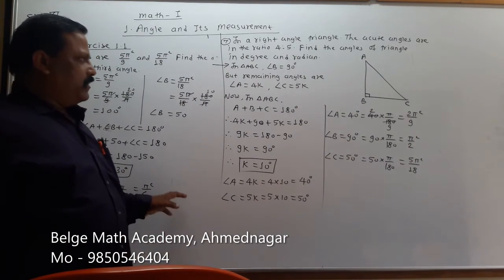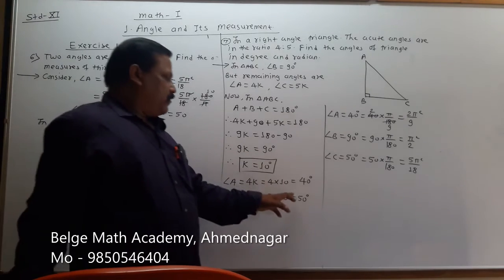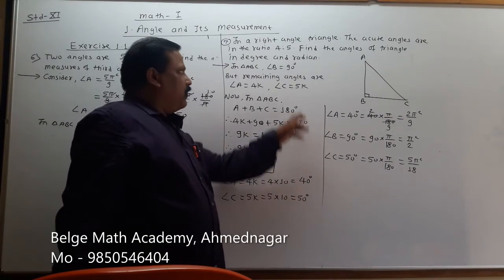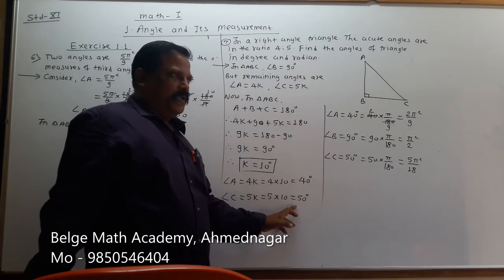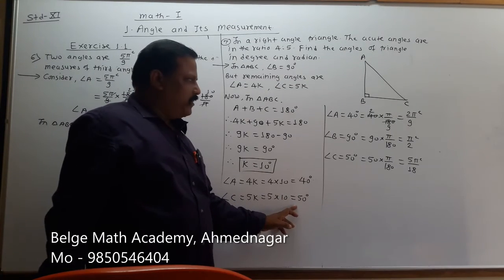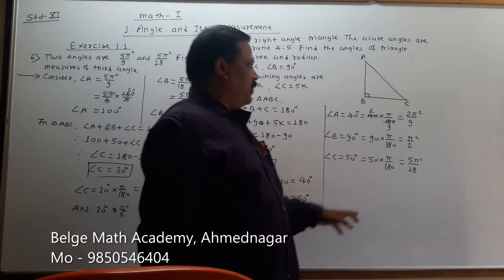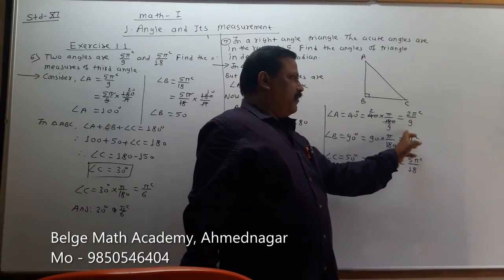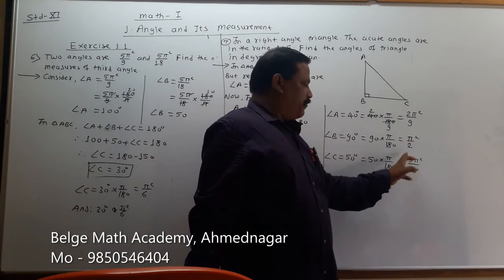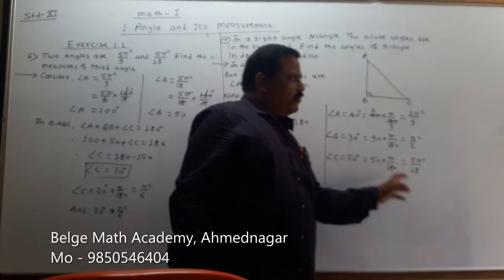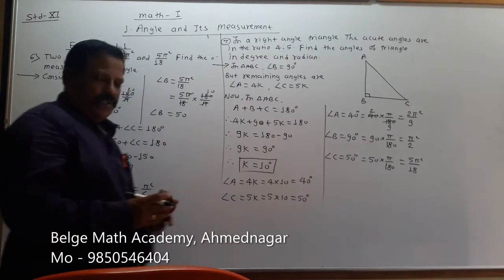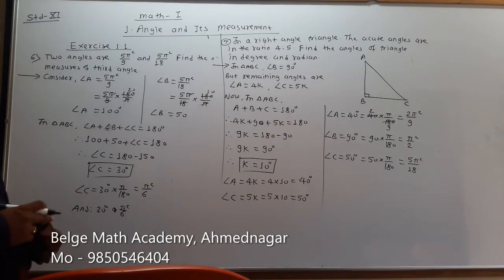So the given angles are 40 degrees, 90 degrees and 50 degrees in degree measurements, and in radian measurements they are 2 pi upon 9, pi by 2 and 5 pi upon 18. So that is the required solution of question number 7.